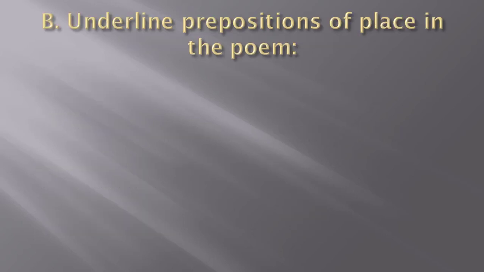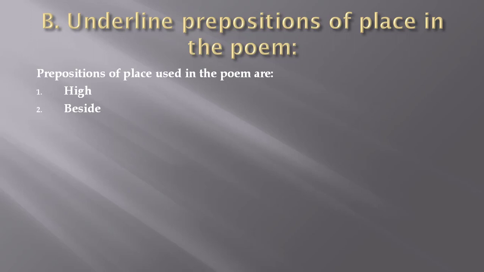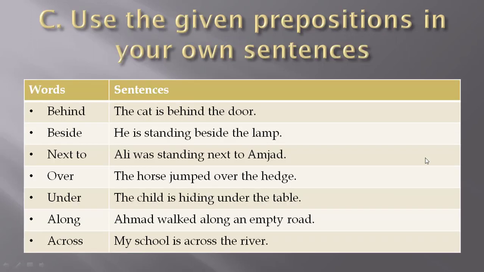Next part is underline the prepositions of place in the poem. These are high, beside, beneath, on, along, and inward. Next part is use the following prepositions in sentences of your own. Now we'll discuss sentences of these prepositions.